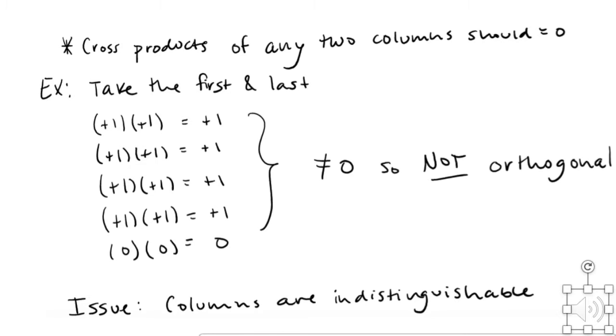And overall, after looking at these examples, orthogonal designs are very important because they allow the parameters to be estimated independently of one another.